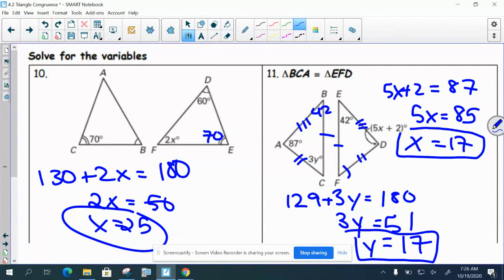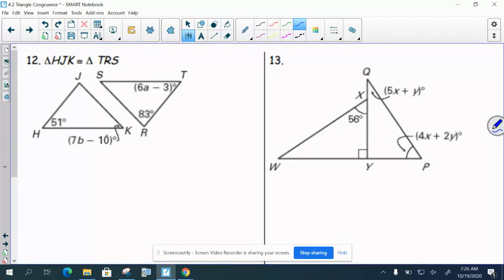All right, next question. We might skip a couple of these. Let's see. So number 12 is another one where you have to use two different equations. So first you would set up that 51 is equal to 6a minus 3. And then you're using a different color to denote this. This would be 83. And then you would try to find what this angle measure is, set it equal to 7b minus 10. Okay, so that's not a novel solving equation. So I'm going to skip that one for now.